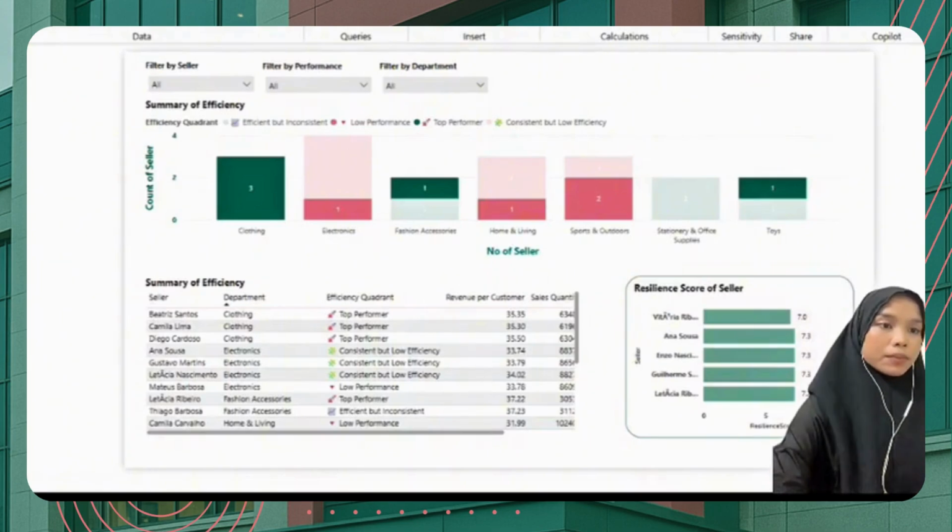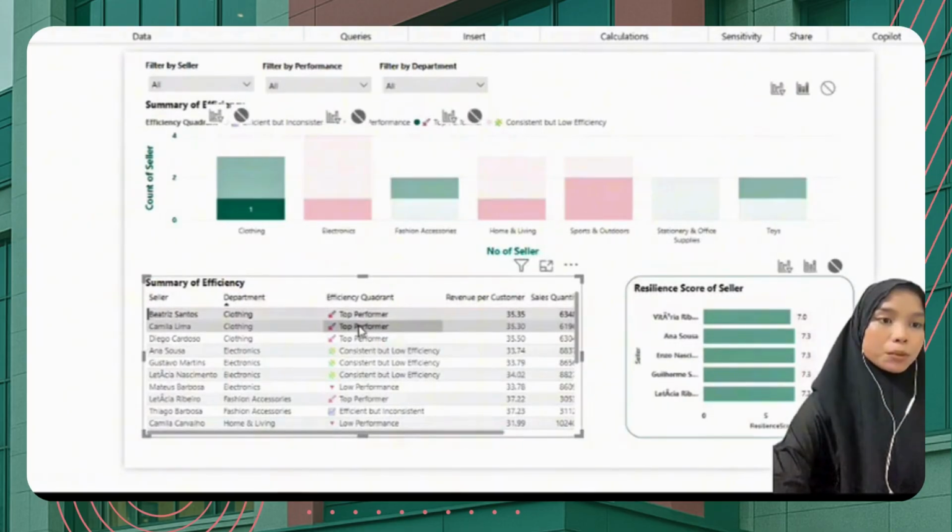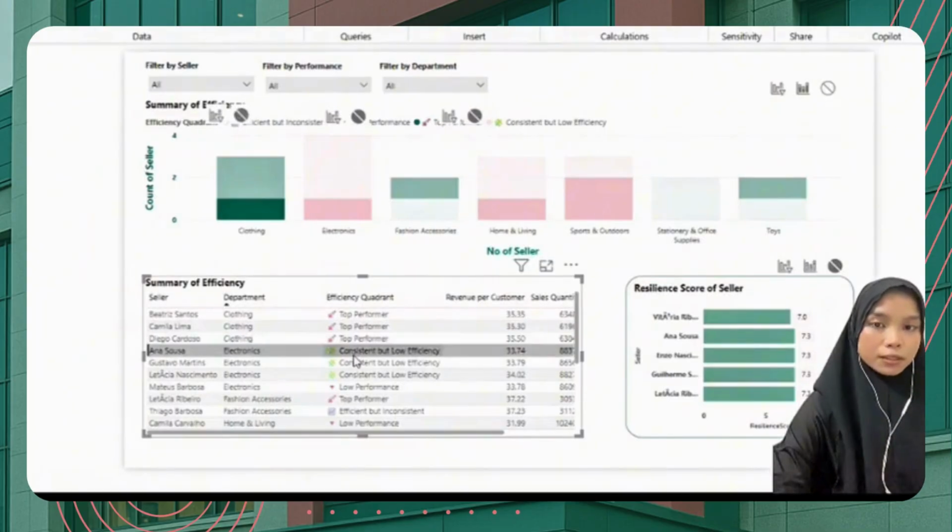Why does this matter? It makes the dashboard user-friendly, insight-rich, and highly navigable. Whether someone wants to explore by department, performance type, or individual seller, this page enables a clear understanding of where strengths and gaps lie, and most importantly, who the consistent value converters are.